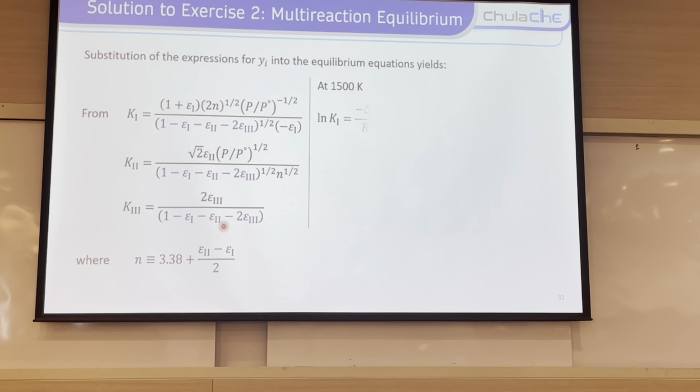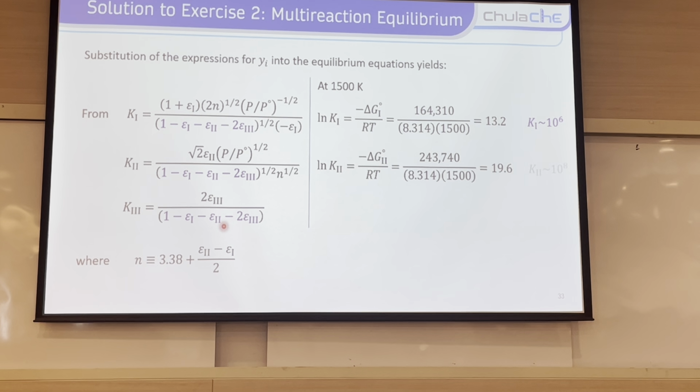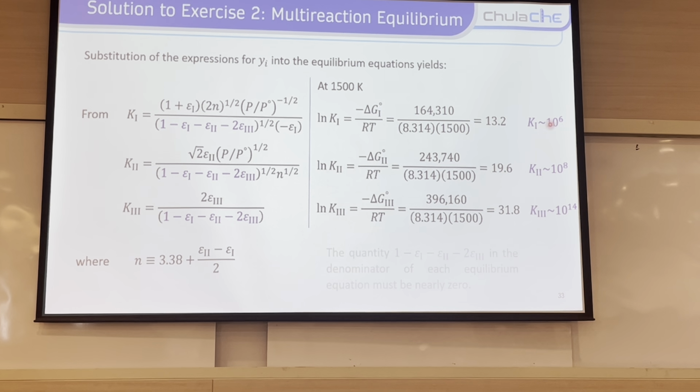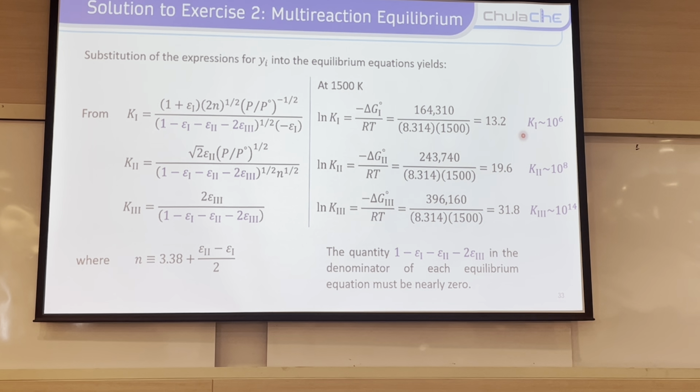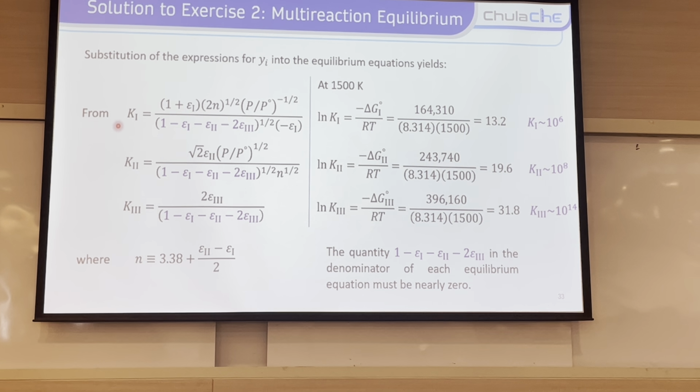But in this case, to simplify the solution, we just consider the value of the equilibrium constant for reactions 1, 2, and 3, and we found that the equilibrium constants of reactions 1, 2, and 3 are very high. If we look back to the equation, it means that if the left-hand side term has a very high value, the denominator of the ratio here must be very, very small.